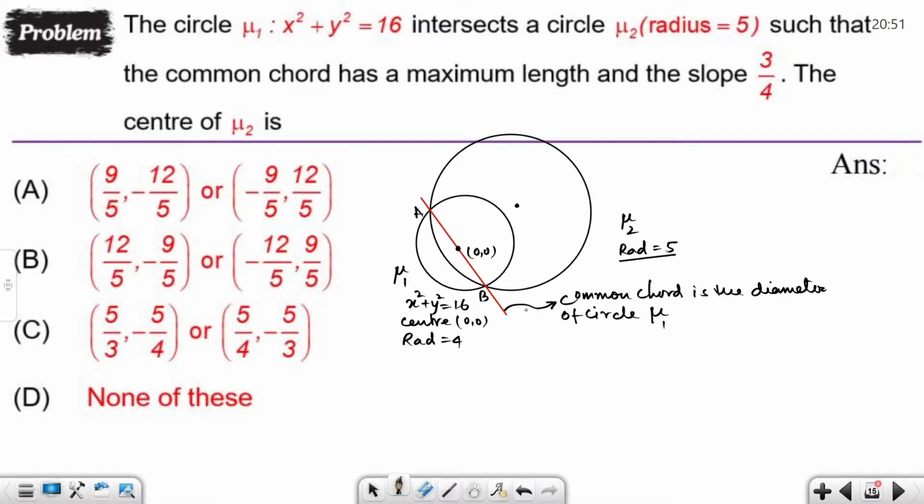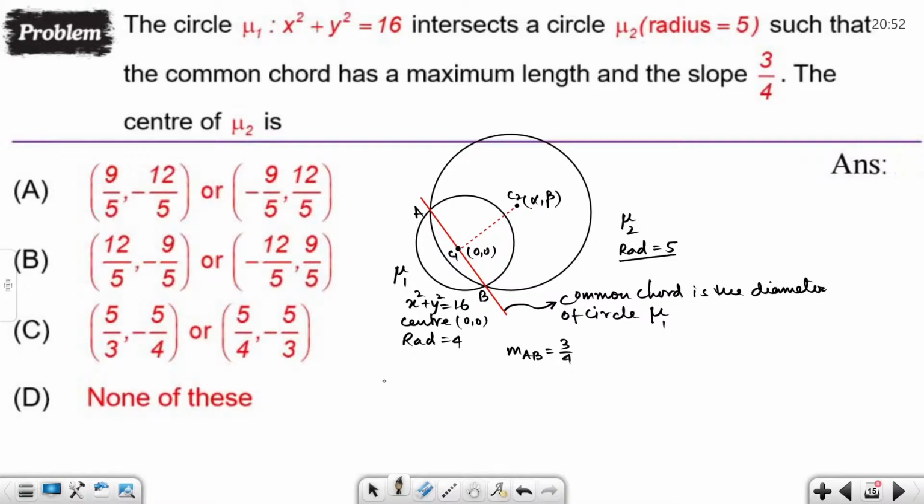And what else information have they given? They have given that the slope of AB, that is the slope of the common chord, is 3/4. Now what I am doing is simply joining the two centers. And let us say the center for the second circle, that is mu2, be alpha comma beta. Our main task is to find out alpha, beta. Now let me give a name. This is my center C1, this is my center C2.